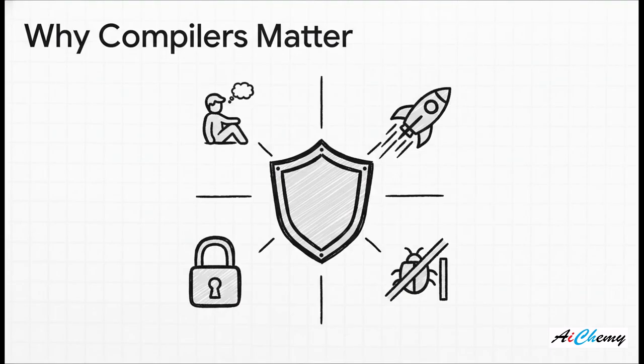For one, they let us write programs in languages that feel natural to us humans. They then optimize that code for incredible speed. They can improve security by hiding the original source code. And, maybe most importantly for programmers, they act as our first line of defense, catching our silly mistakes early on.